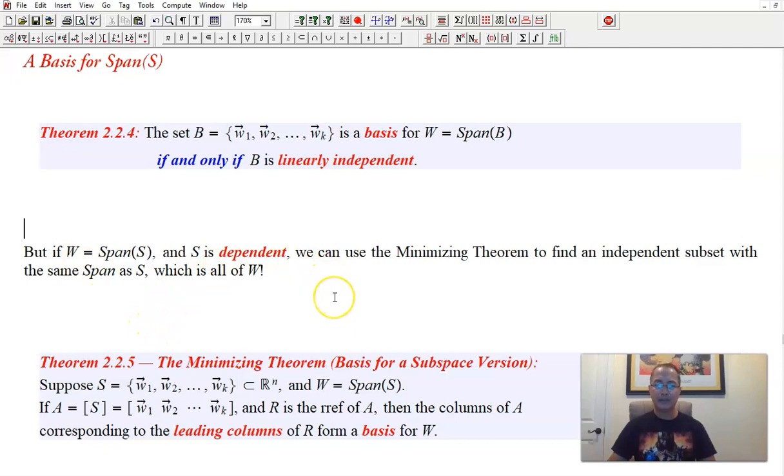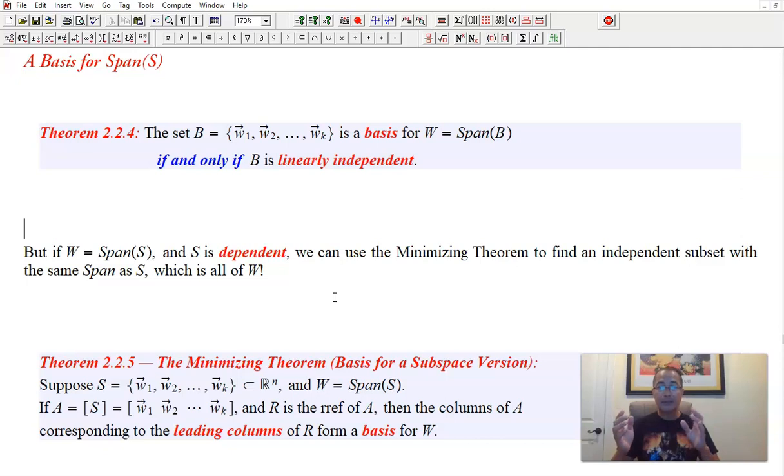And if S is dependent, well, we saw the minimizing theorem in section 2.1, okay? And we said, how did it work? You assemble your vectors into the columns of a matrix, you find the REF, and then you look for the leading variables, okay? So the columns corresponding to those leading ones form a linearly independent set of vectors, and they have the same span as the original set of vectors.